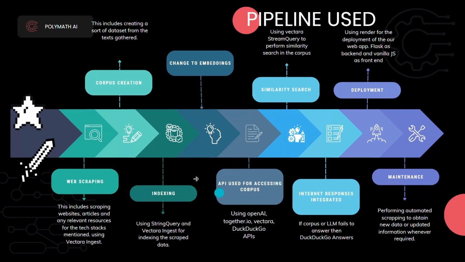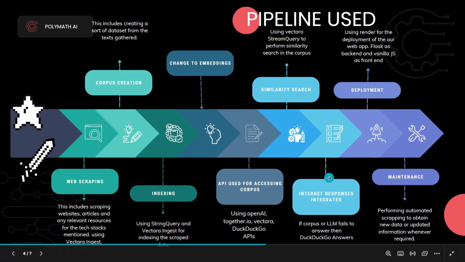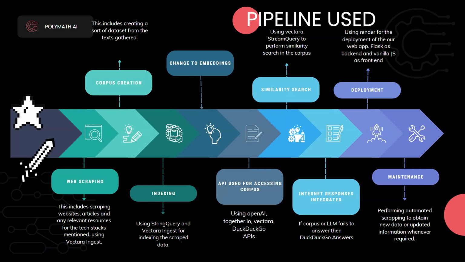Moving on, the APIs that we are using right now are OpenAI, Vectara, DuckDuckGo, and Together.io. And then moving on to the next step, we perform a similarity search between the query that is asked by the user to the corpus. Not only this, if that relevant info is not present inside the corpus, then our app will give out an internet response. This is why we're using DuckDuckGo here.